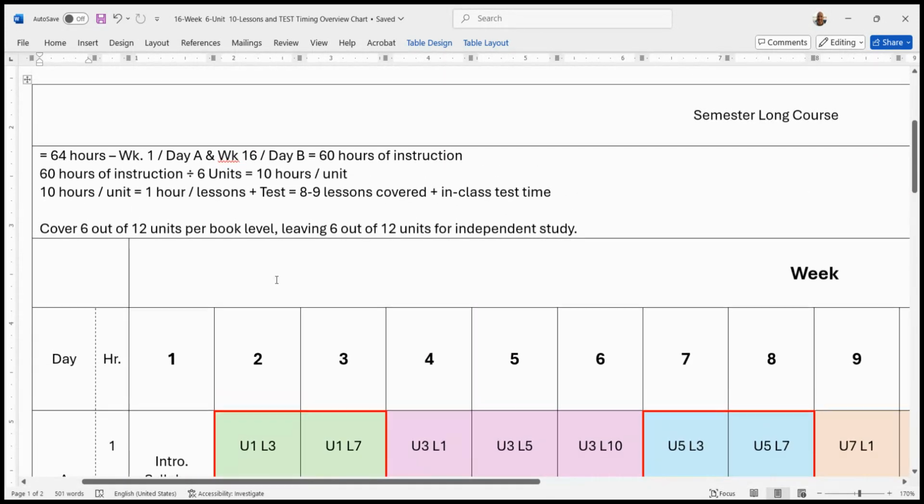So if we were going to cover 6 units and we subtract those 4 hours of instruction for two of those days, so 2 hours, 2 days, 4, we have 60 hours of instruction left. Divided by 6 units, we would have 10 hours of instruction per unit. And if we had 10 hours per unit, we could cover 1-hour lessons for 8 or 9 lessons, plus give students an hour of in-class test time. Of course, if people wanted to slow things down, they could also give that test at home.